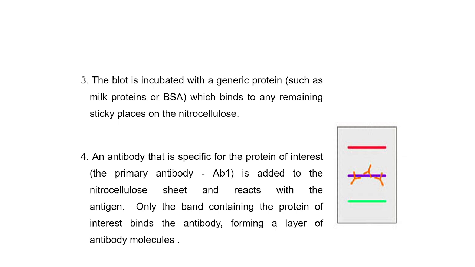Now, an antibody that is specific for the protein of interest, that's the primary antibody, is added, binds to the nitrocellulose sheet and reacts with the antigen. On the band containing the protein of interest, the antibody binds, forming a layer of antibody molecules.